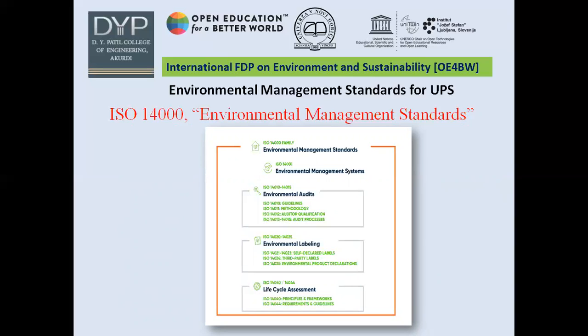ISO 14000 is an environmental management standards family. In this family, the various environmental management systems are categorized. First is ISO 14001, which is an environmental management standard. ISO 14010 and ISO 14015 are the environmental audit standards. They give the guidelines, methodology, auditor qualification, and audit process in detail.